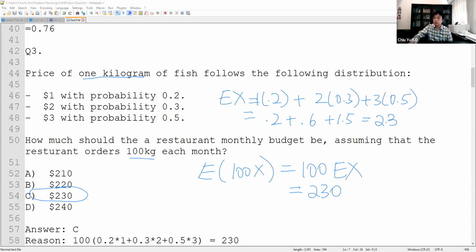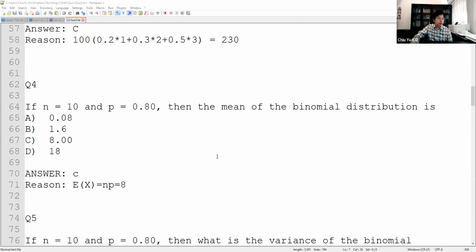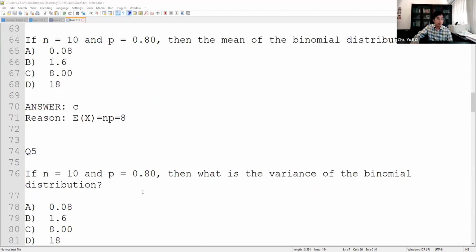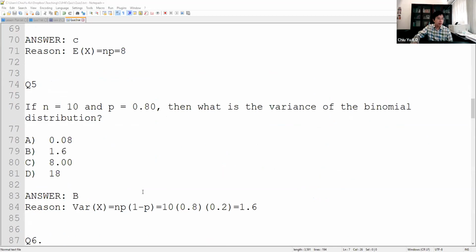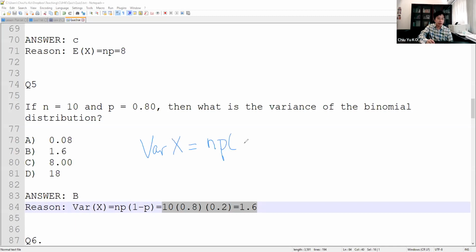Then question four is simple: it's NP, N times P, so it's C. Binomial, we know the mean is NP. Question five is again just a formula, NP times (1 minus P). So it's 10 times 0.8 times 0.2, which is 1.6. You just recall the variance of X is NP(1 minus P). So 10 times 0.8 times 0.2 is 1.6. Just the formula directly. I hope that's okay.